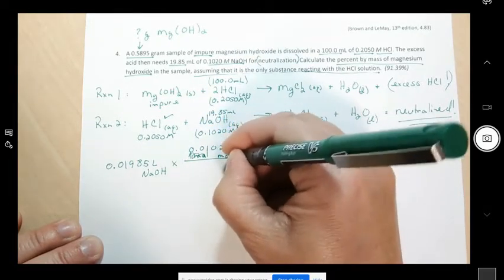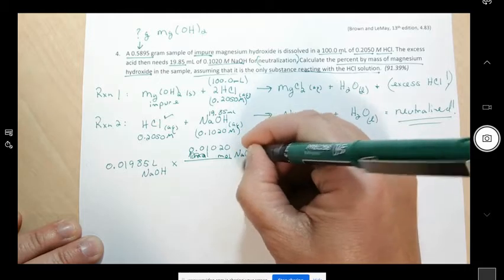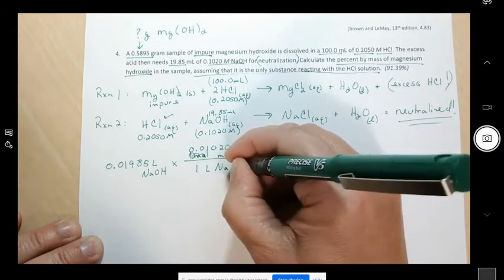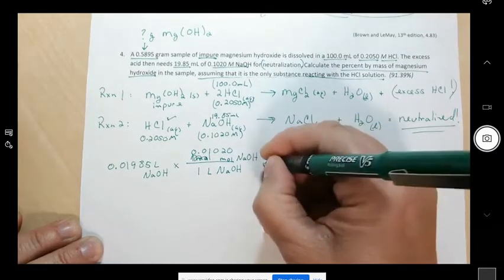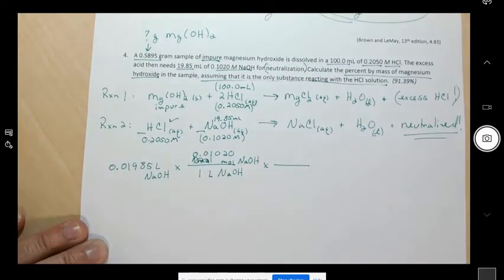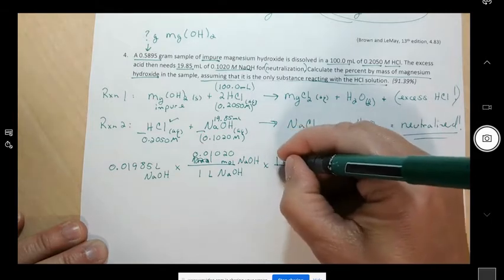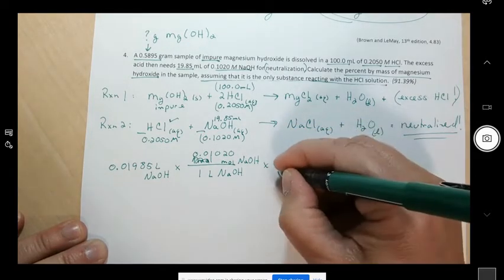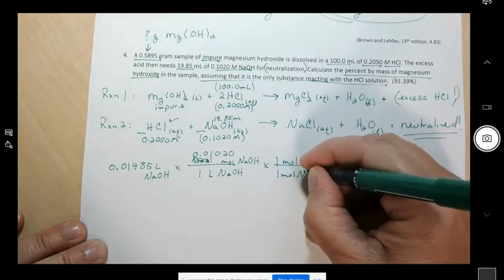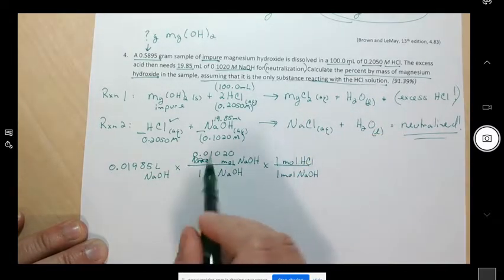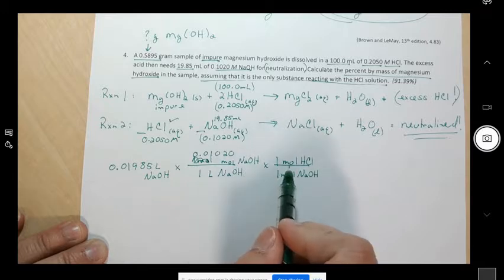0.01020 moles of NaOH are in every 1 liter of NaOH, because that's the concentration I have. And I also know I have a 1 to 1 mole ratio here. So I know 1 mole of HCl for every 1 mole of NaOH was reacted. So once I figure out how many moles of sodium hydroxide I reacted, that's the same as the moles of hydrochloric acid I had there.